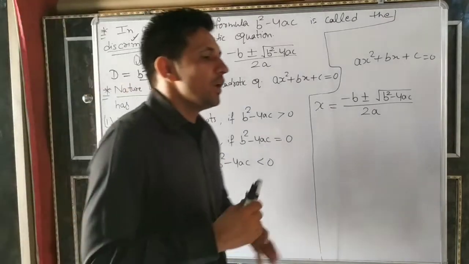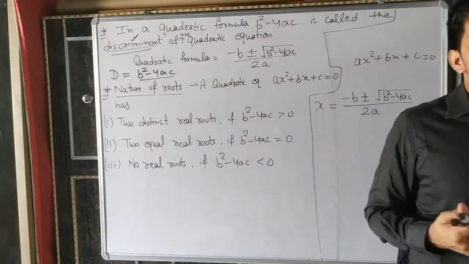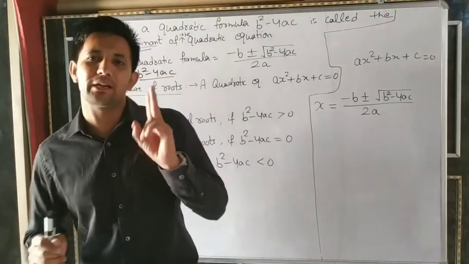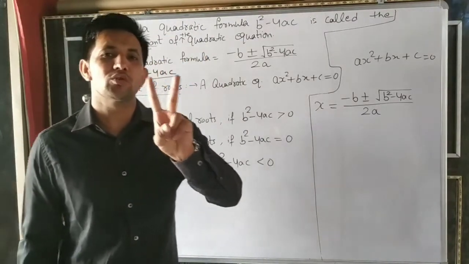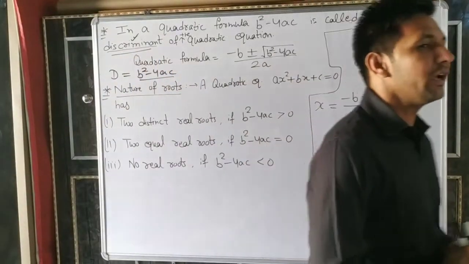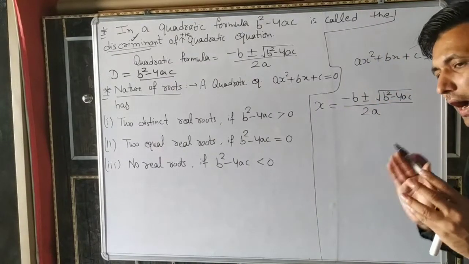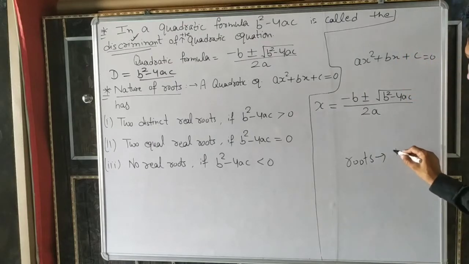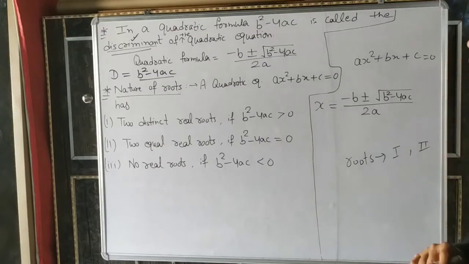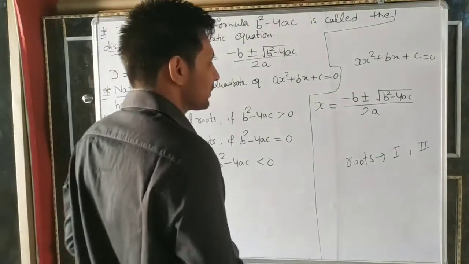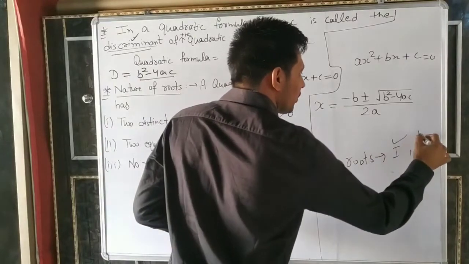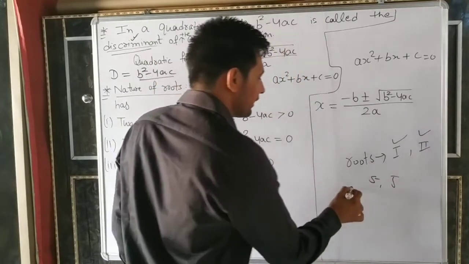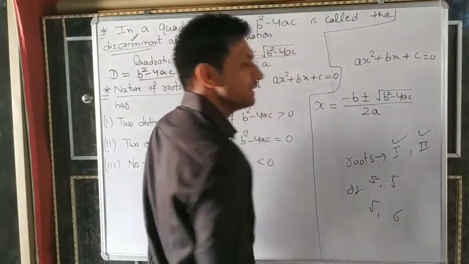Now, nature of roots. Nature of the roots means, because everyone knows a quadratic equation has at most how many roots, how many solutions? There are two solutions or two roots of a quadratic equation, first root and second root. So what are the possibilities for the first root and the second root? Maybe both are equal or not. Maybe both roots are 5, 5. Second possibility, one is 5 and another one is 6.